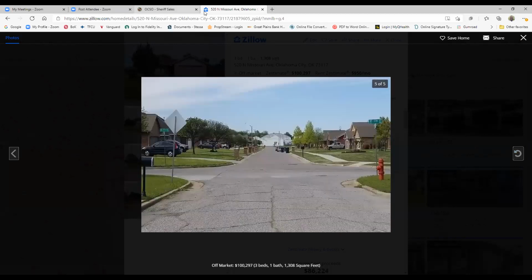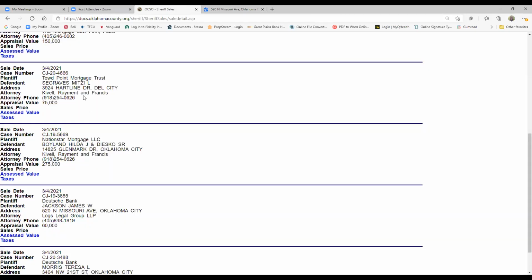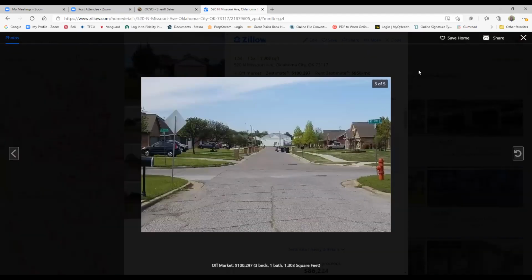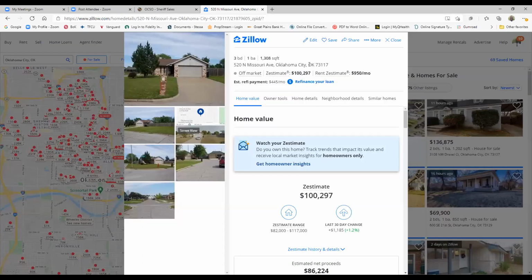For this property on Missouri, they said the appraised value is 60, so it's going to start at 2/3 of that. Over here, it says it's worth 100,000. So I might be interested in buying that property, but I'd have to run my comps real good, make sure it is worth around 100. Zillow says it's 100,000. They're starting it at 2/3 of 60. They may know something you don't know about the inside of that property. Any questions?